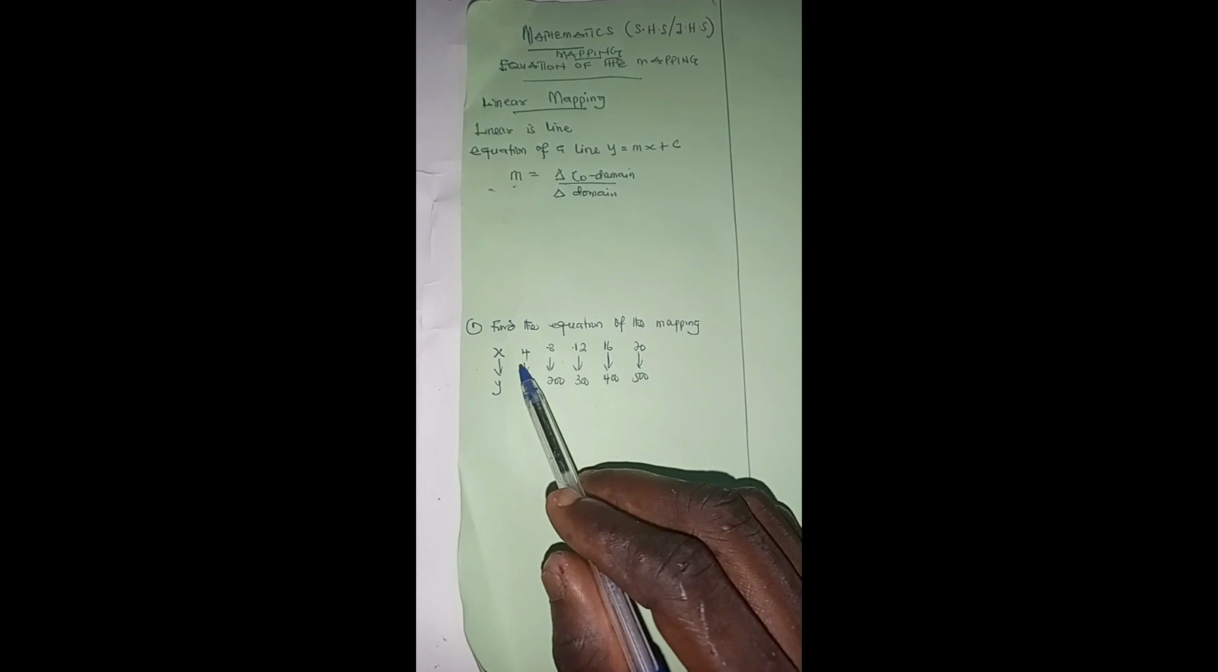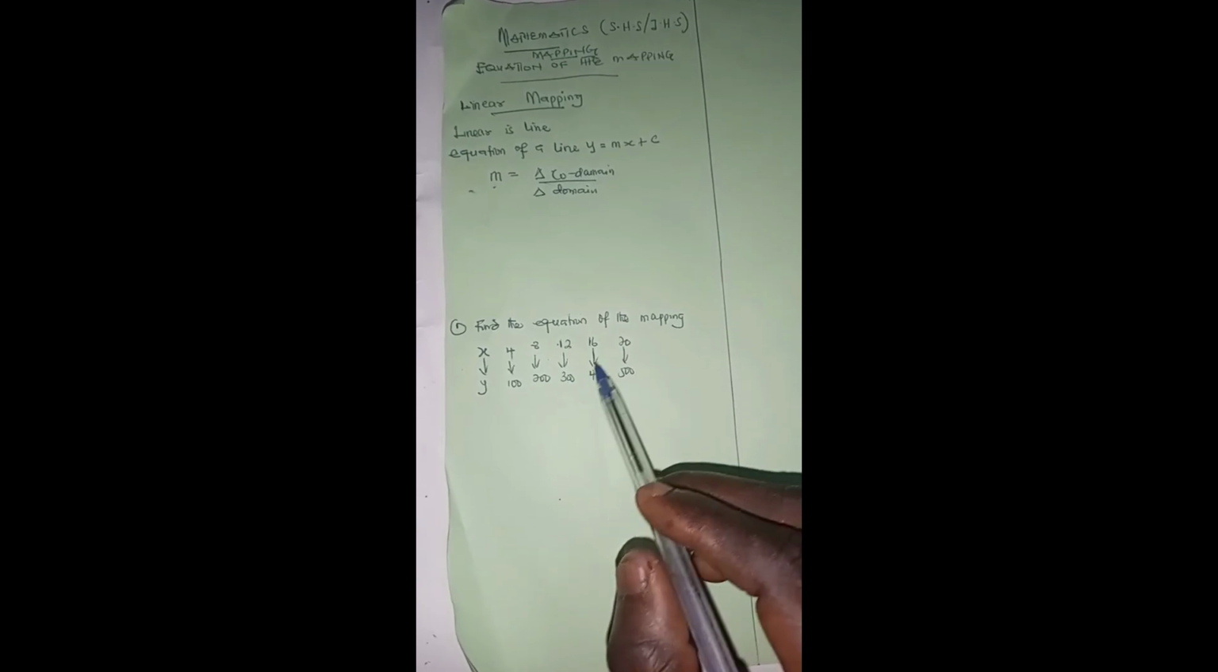Now here we have: find the equation of the mapping x maps onto y, giving you all the values of the domain and then the codomain. 4 gives you 100, 8 gives you 200, 12 gives you 300, 16 gives you 400, 20 gives you 500. So we are going to look at how to find the equation of the mapping. So the first thing is to find the difference, or the gradient, because this is a linear mapping.